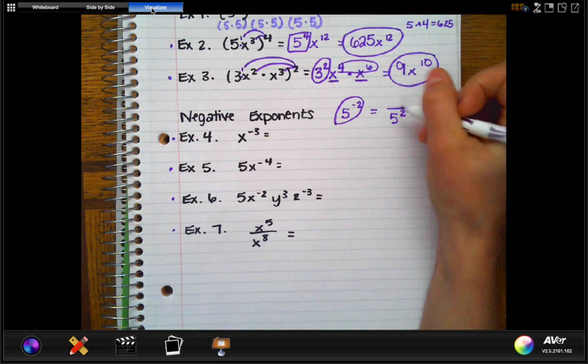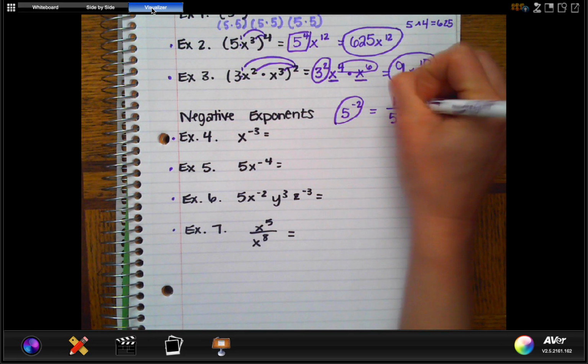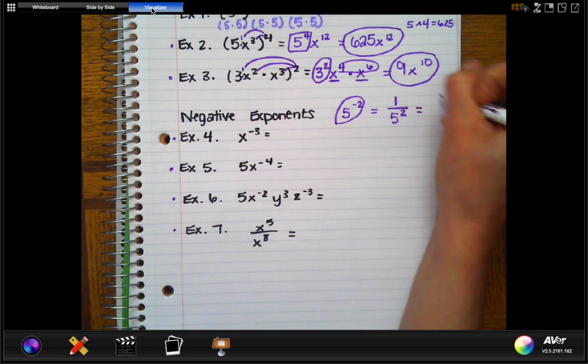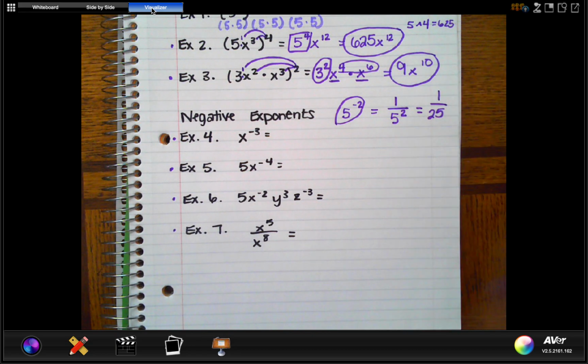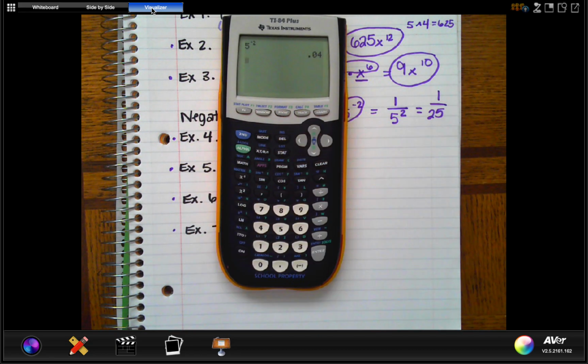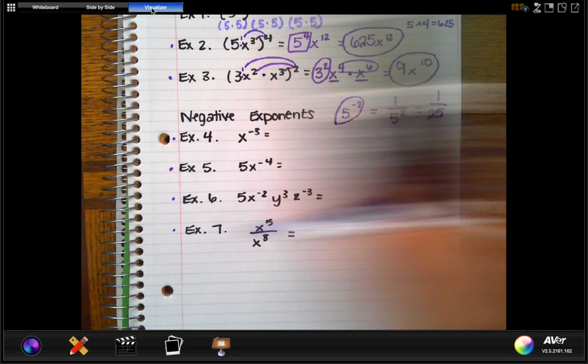Well, you can't leave it blank. There's nothing else there. We make it a 1. So this is really 1 over 5 squared, which is 25. So 1 over 25 is exactly 0.04. And so that's how we're getting that.